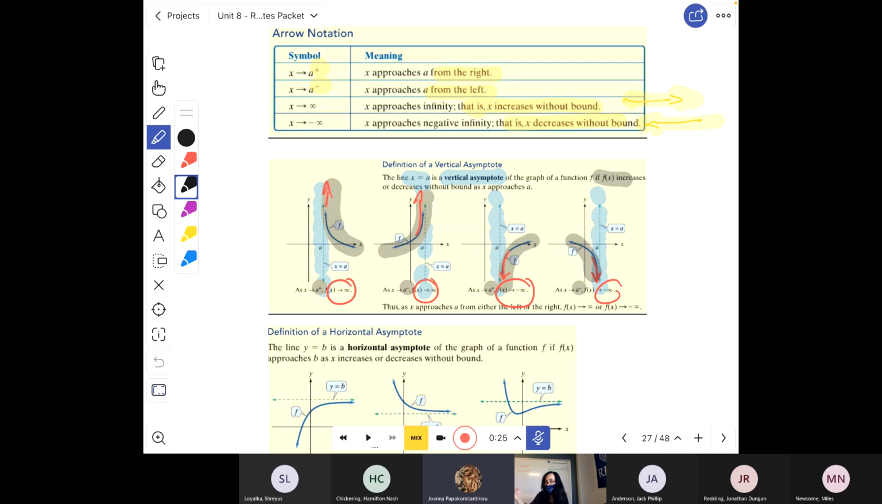So we're either approaching a vertical asymptote from the right side or from the left side. As the graph is approaching from the right side, is it going up to positive infinity or is it going down?